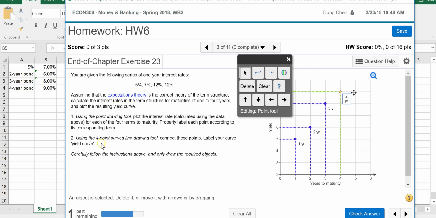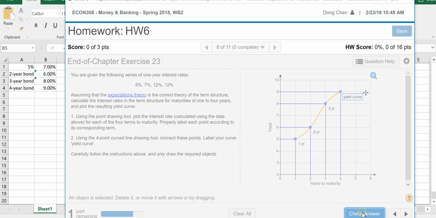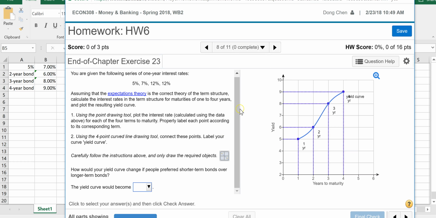And the second part: using the 4-point curved line drawing tool, connect these points and label your curve yield curve. So this is a 4-point curved line tool, starting from the first point, then the second point, third point, and fourth point. You see that actually it's kind of curved, right? It's not just a direct connection of these lines, it's a curved line. And we label that yield curve. So now let me check my answer. Nice work. Continue.